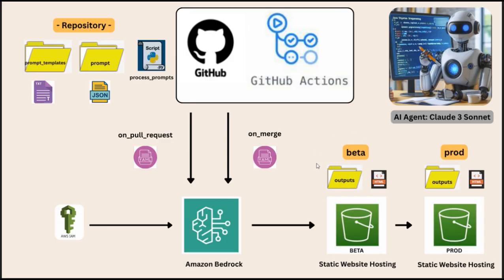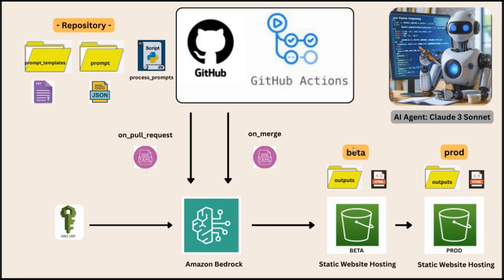So since it's a pull request, it's going to go to our beta environment. It's going to drop it in the beta outputs folder as an HTML file. Within the script, we're going to copy the contents to our default index.html file. And since it's a static website, that bucket website endpoint URL will be seen by instructors and students.